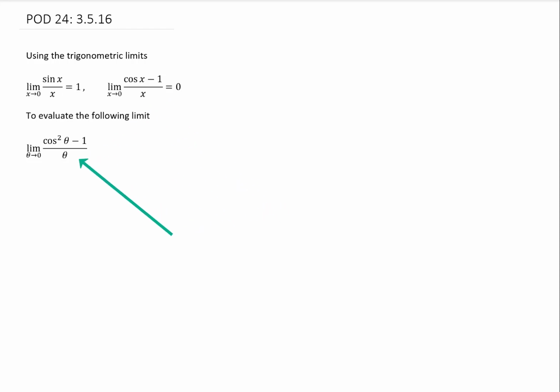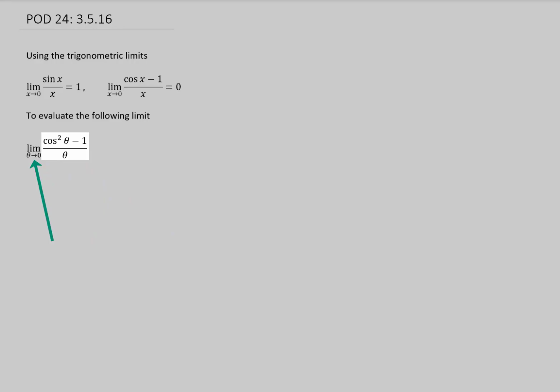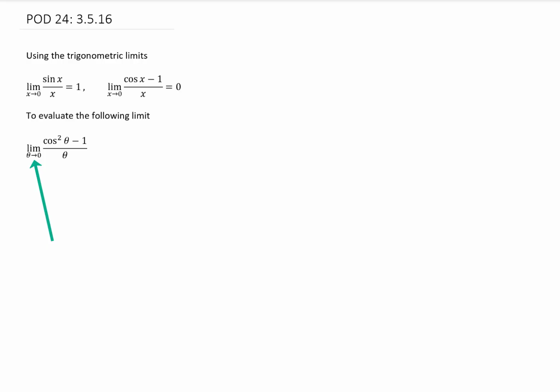Okay, and we're given this function down here, and we need to find the limit of this function as theta goes to 0. The first thing you should do with the limit is see what happens when theta equals 0. If we plug theta equals 0 into this function, we get cosine squared of 0 minus 1. That's 1 minus 1, which is 0 in the numerator. Looking at the denominator, we're going to have 0 as well. So that's 0 over 0. That's an indeterminate form, meaning that we're going to have to do some algebra.